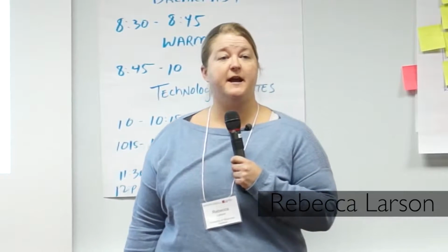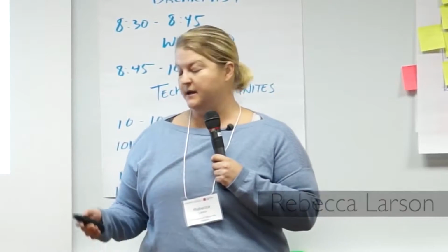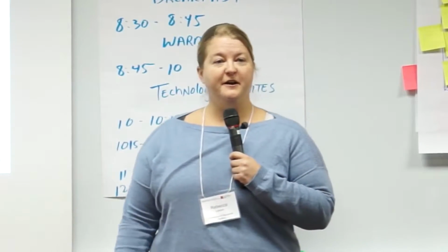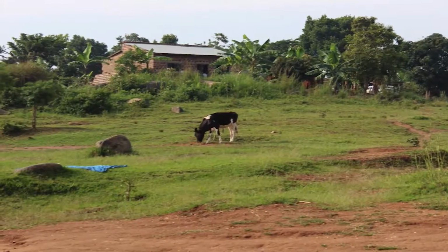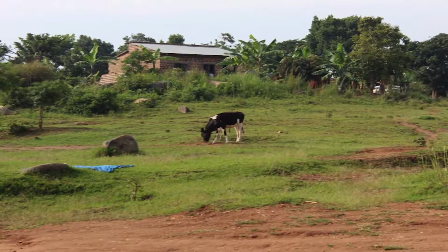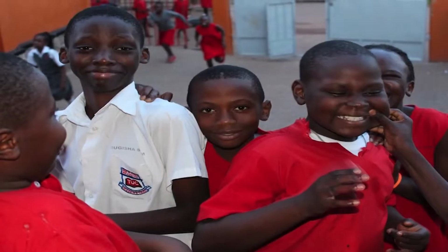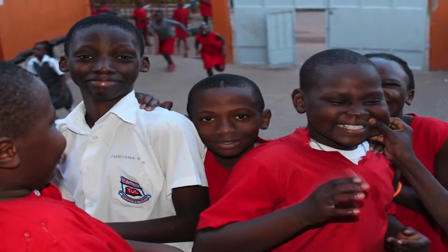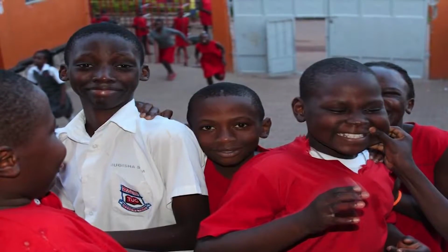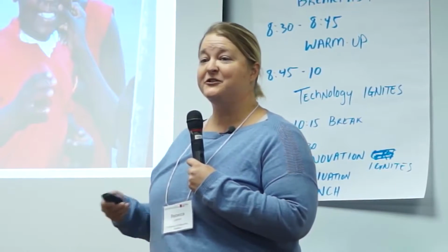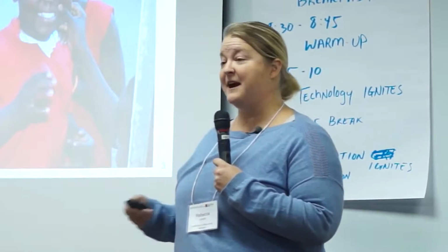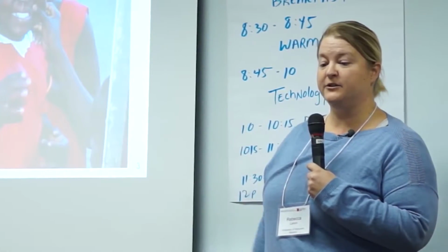I'm here to talk to you today about anaerobic digestion systems in Uganda. In Uganda, we have cows that eat and poop, just like many other places. We also work a lot with schools. Lots of children also eat and poop. But they also have energy needs, just like all of us throughout the world. We produce waste, and we also have energy needs.